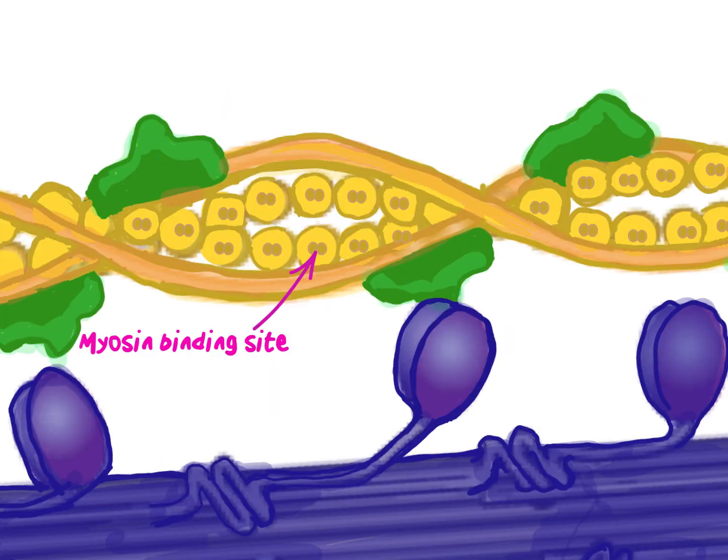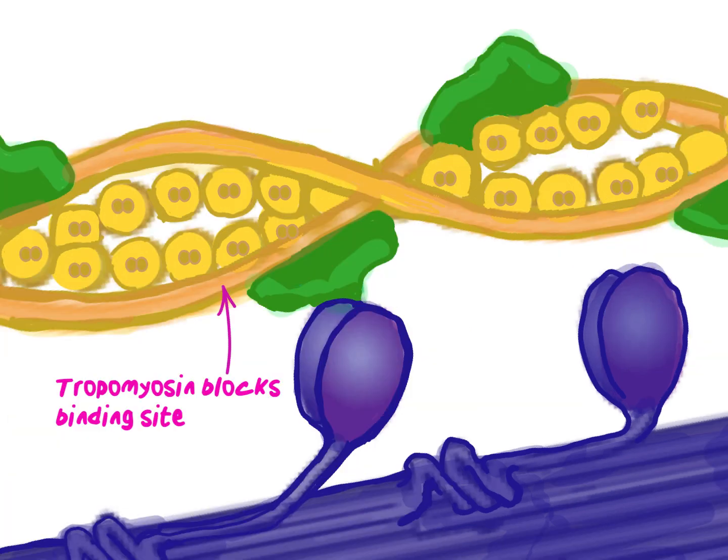I've zoomed in here and we can see that on the actin we have myosin binding sites. So the myosin head here, the globular head here, should be able to bind under normal circumstances with the actin. So the tropomyosin, this spaghetti-like protein, blocks the actin-myosin binding site. And the tropomyosin is held in place with the troponin. So this protein here, the green protein, troponin holds the tropomyosin in place. So in a resting state, the tropomyosin blocks the actin-myosin binding site.